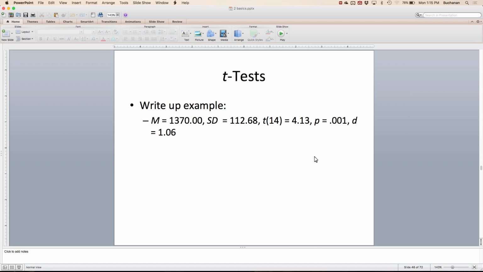Okay. So after I have that, I would write up, I have my mean, my standard deviation, T, P, and D. So anytime you write a test statistic, it needs at least 3 things. The test statistic, the p-value, and an effect size. And it almost always rhymes. So T, P, and D.